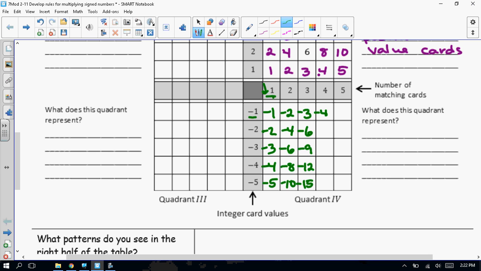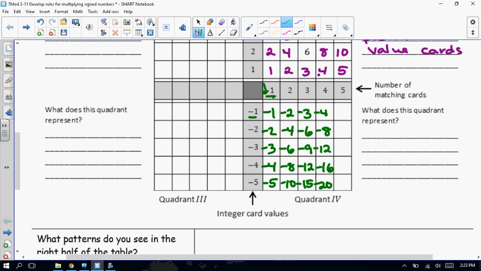4 and -2 gives me -8. 4 cards, each worth -3. I just lost 12 points. 4 cards, each worth -4. I'm now -16 points. 4 times -5, I just lost 20 points in the game.